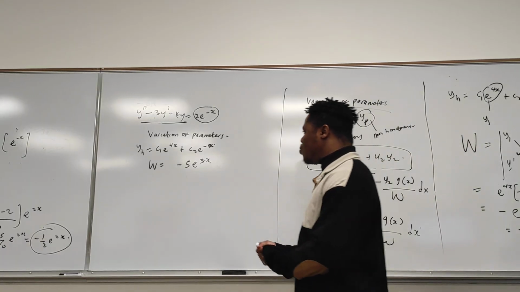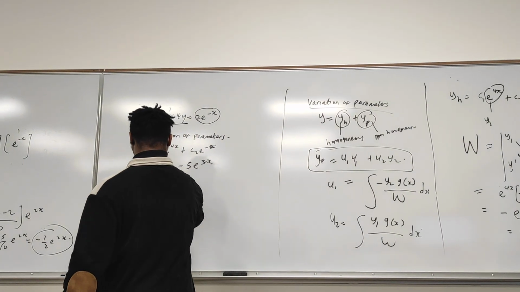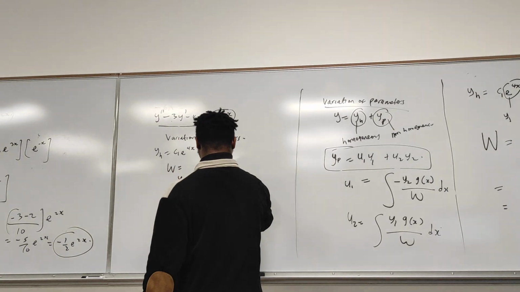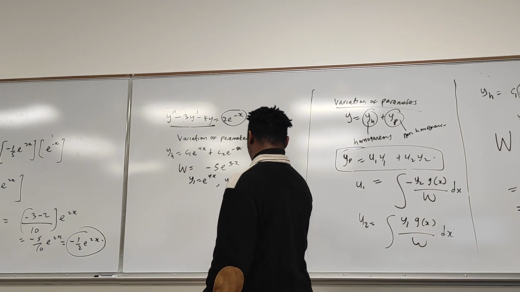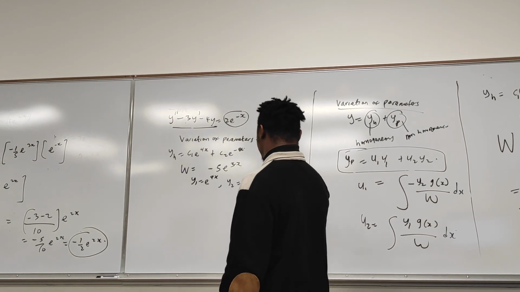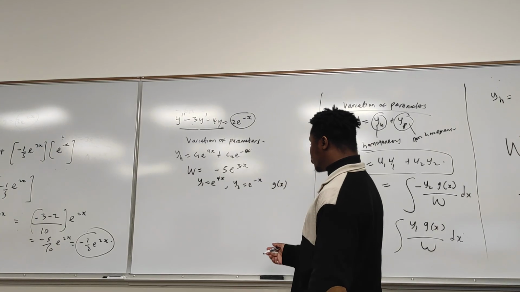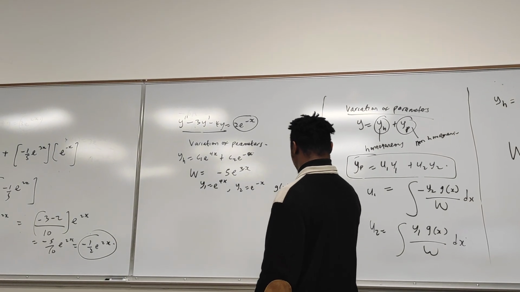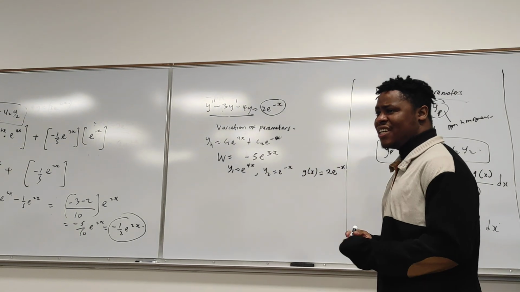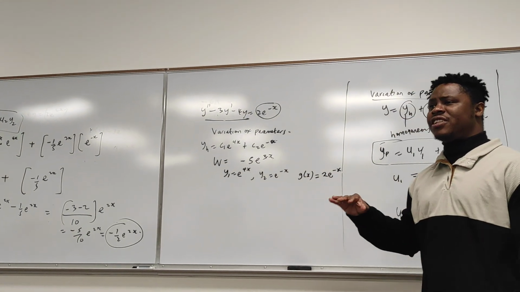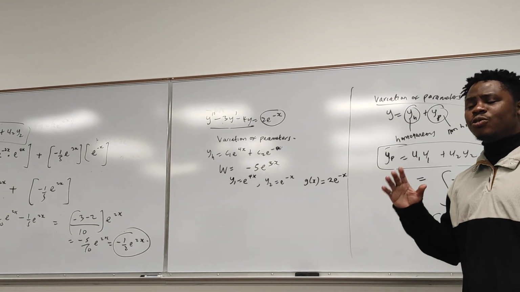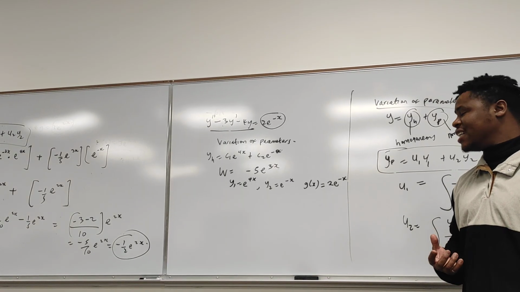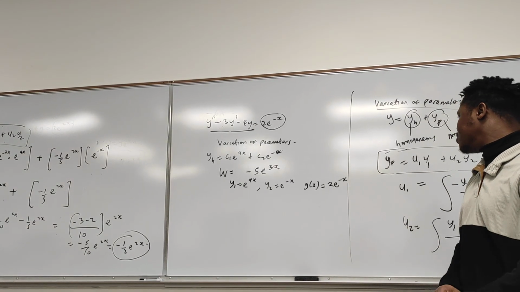So we know our y1 is exponential 4x, y2 is exponential minus x, and then we know our g of x. Some textbooks use g of x to represent f of x. Sometimes I mix them up, I apologize for that. It's 2 exponential minus x. So we have everything. The key thing about this method is sometimes integration could be annoying. Sometimes it could also be complicated. Other than that, it's just plugging in everything into the formula.